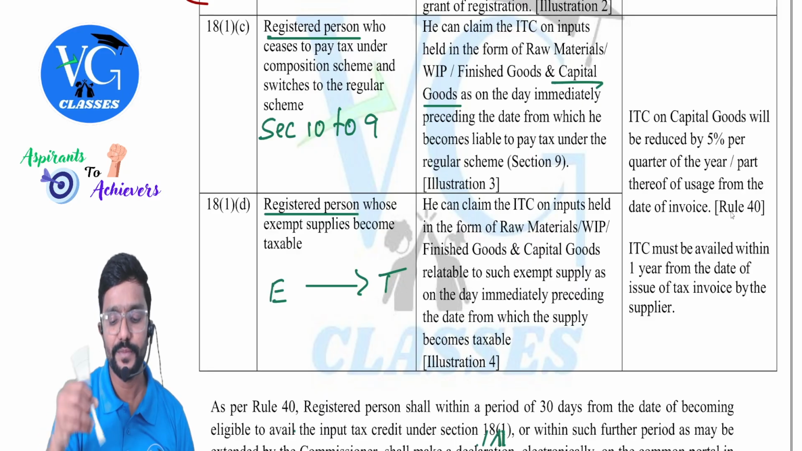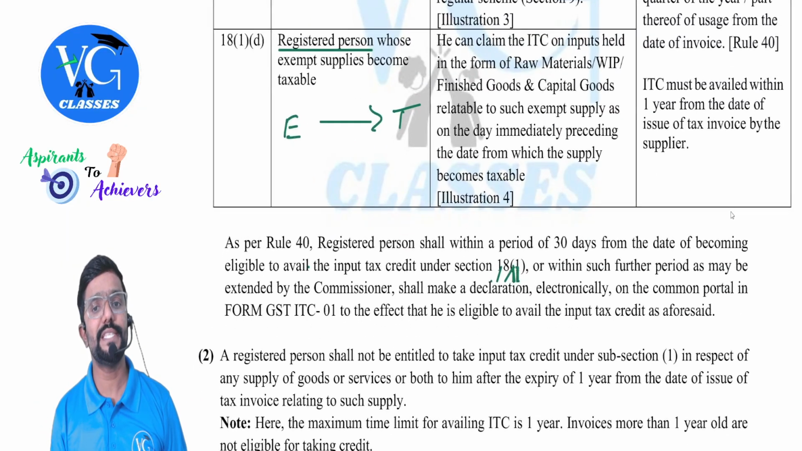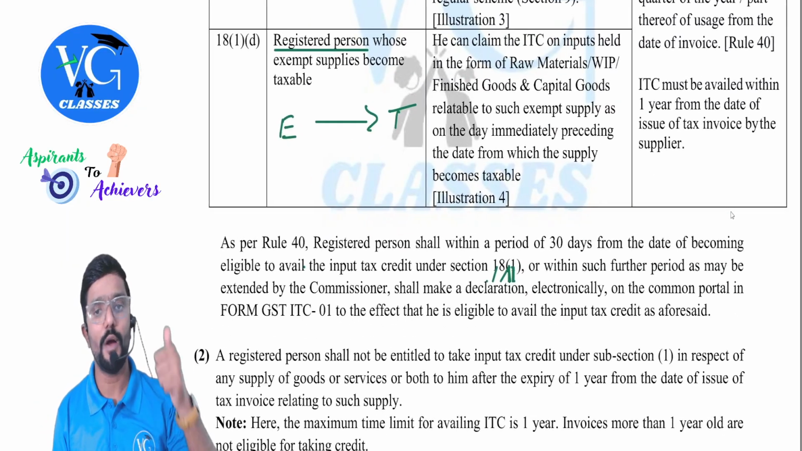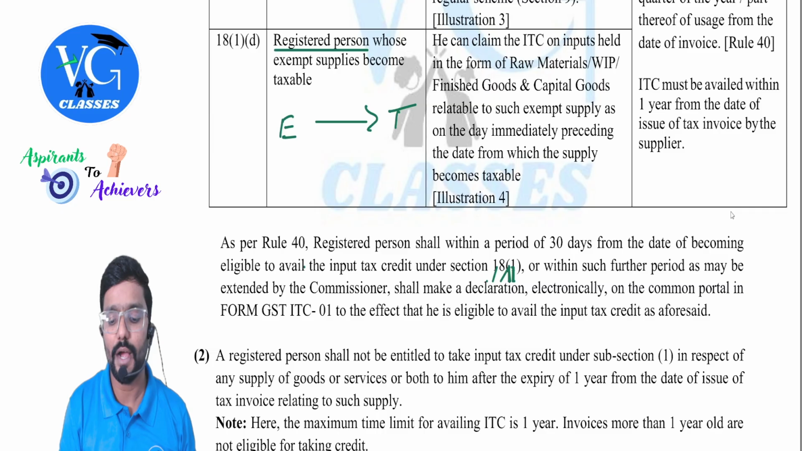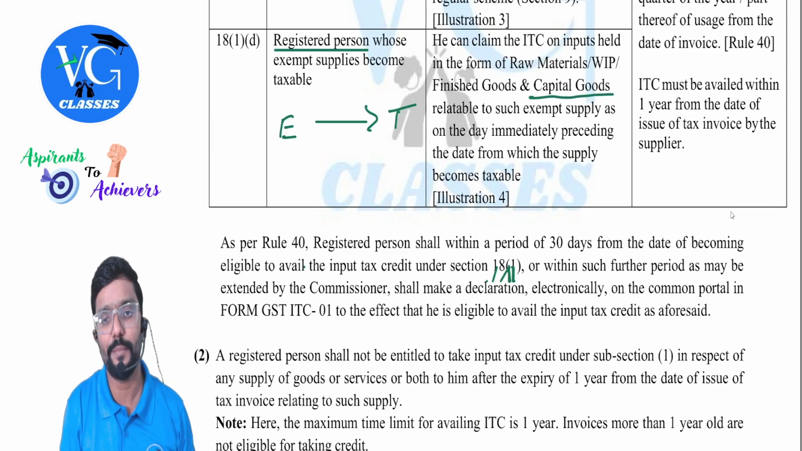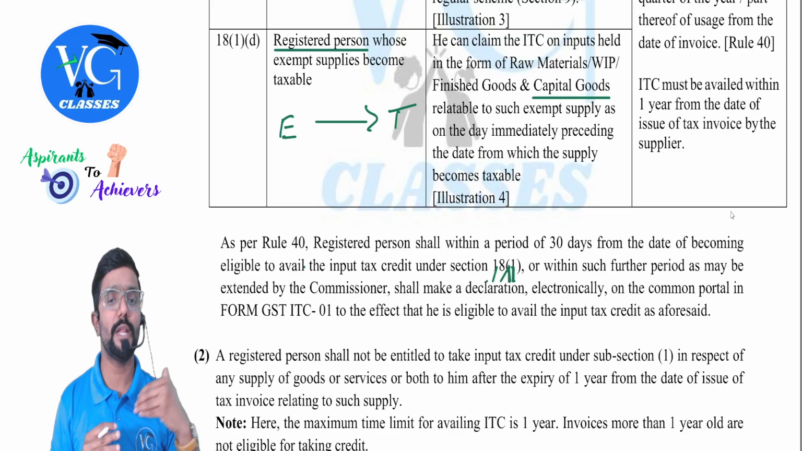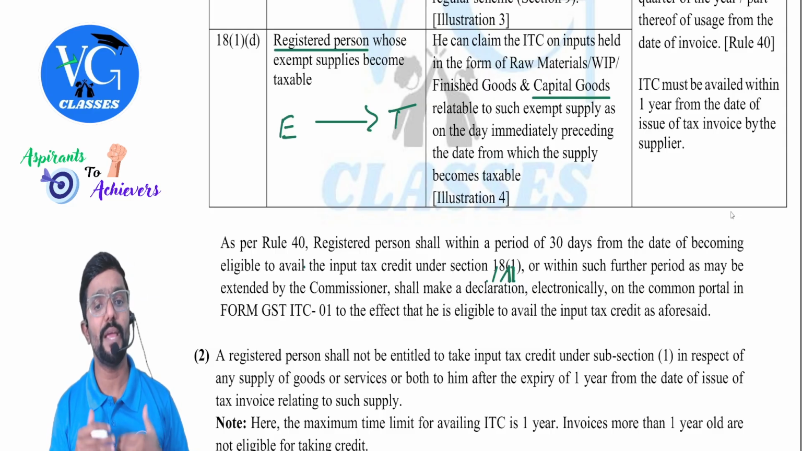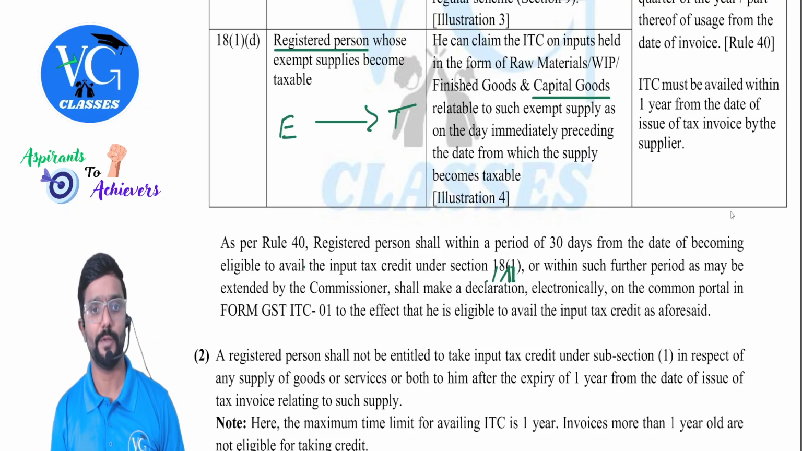Okay, let me read it. 18.1D. You can claim the ITC on the inputs held in the form of raw material, work in progress, finished goods and one extra thing, capital goods, relatable to such exempt supply as on the day immediately preceding the date from which supply becomes taxable. We have an illustration for each of this. We will see that, but let us first know the provision.